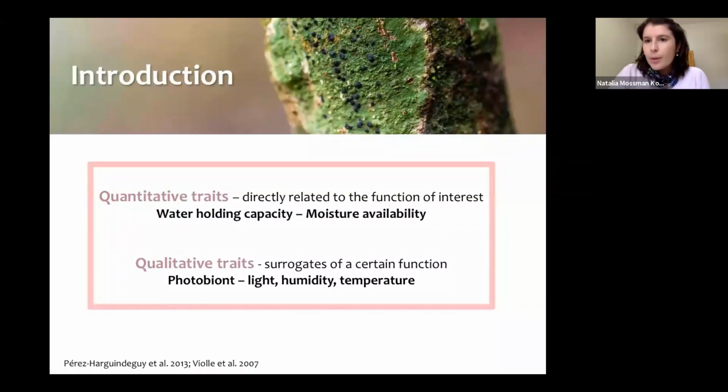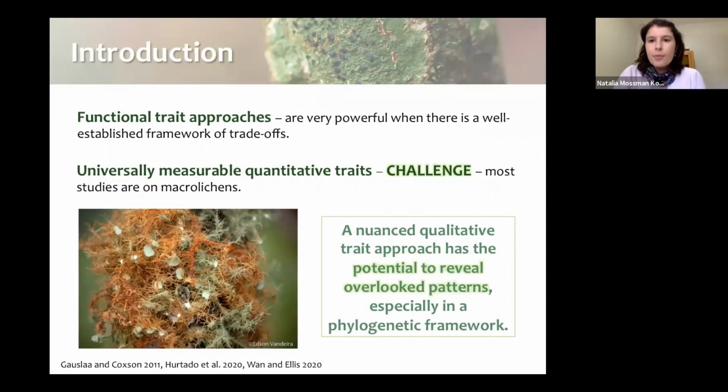So first I'm going to talk a little bit about the differences between quantitative and qualitative traits. Quantitative traits are ideally directly related to the function of interest, for example, water holding capacity and moisture availability, while qualitative traits are usually surrogates of a certain function, for example, the type of photobiont with light, humidity, and temperature conditions. Functional trait approaches are very powerful when there is a well-established framework of trade-offs, which is the case, for example, of plants and some groups of animals.